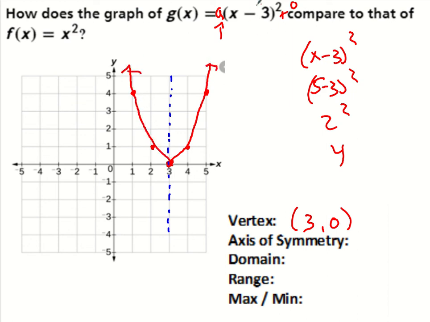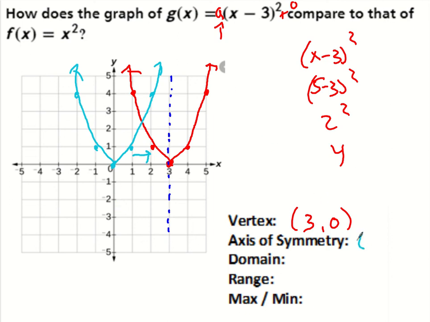So this -3 here on the inside shifted it to the right 3, because normally our parent function always started at 0, 0. We didn't change how narrow or wide it was yet. And the way it compares is we just shifted it to the right 3. So if the parent function, the one that we learned the other day, was this one right here, teal, these are the same graph, but I just took this and shifted it over 3 to the right. That's how they compare.